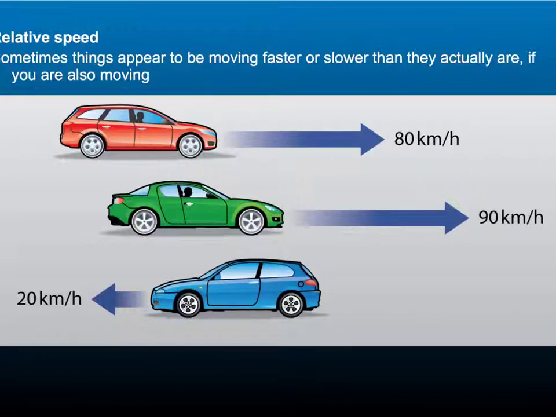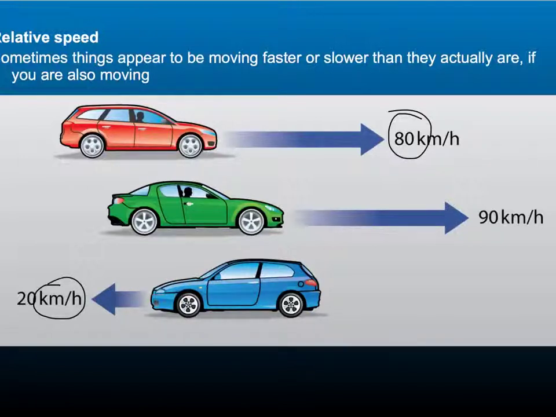If we think about cars moving in the opposite direction, now consider the blue car. The red car is travelling in this direction, still at 80 km an hour. The blue car is travelling in this direction at 20 km per hour. If the two cars are moving towards each other, then to you in the red car, it would seem like the blue car is moving faster than 20 km per hour. It would actually appear to you that the blue car was moving at 100 km per hour, which would be the addition of the two velocities.